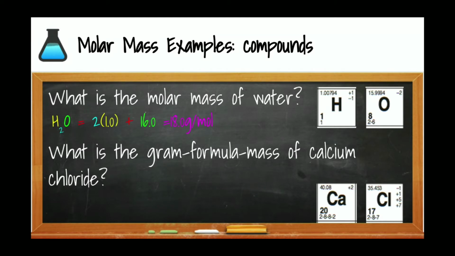What is the gram formula mass of calcium chloride? Well, again, you need to have the formula, and here we have to make sure that we properly round each mass to the tenths place. So we add 40.1 for 1 calcium plus 2 times the mass of chlorine, which is 35.5. The gram formula mass for calcium chloride is 111.1 grams per mole.